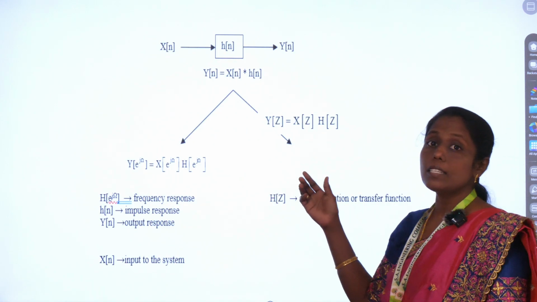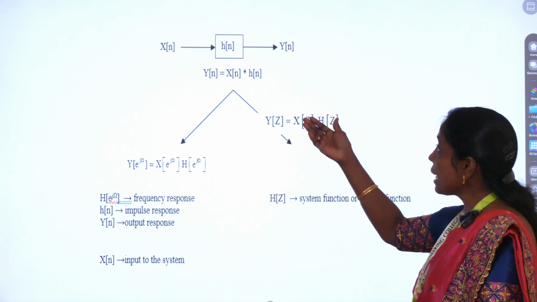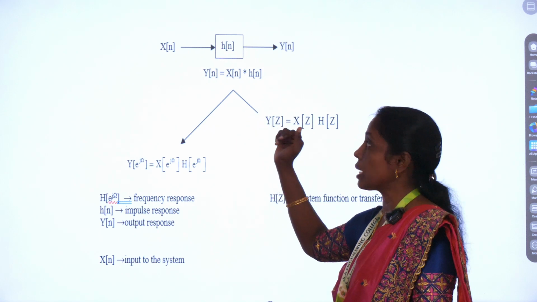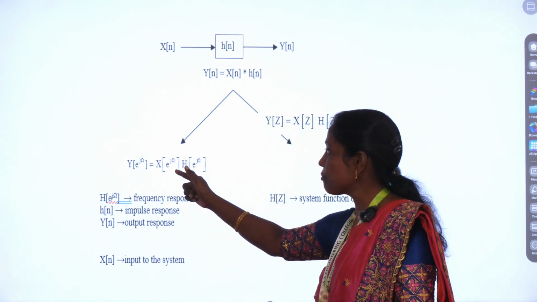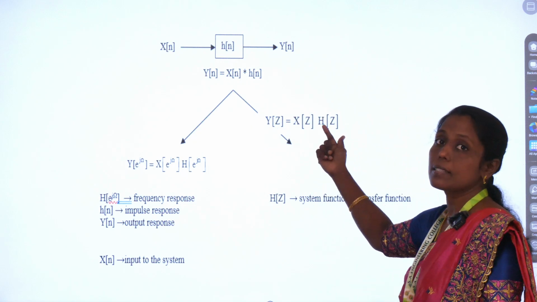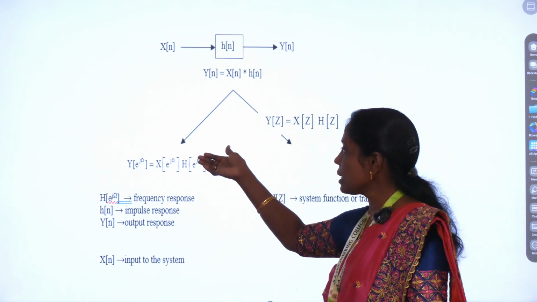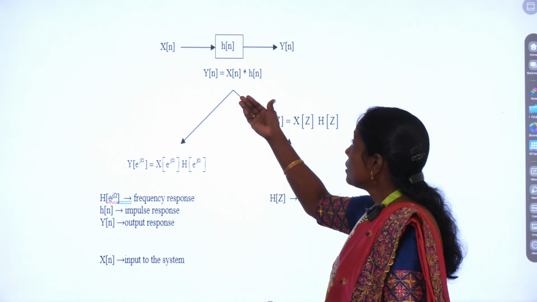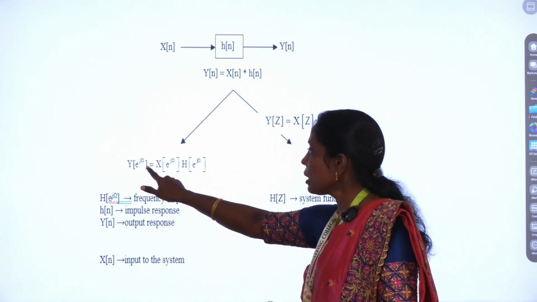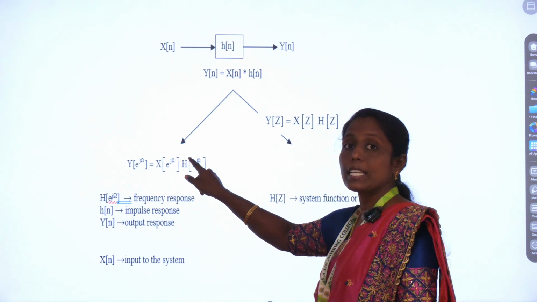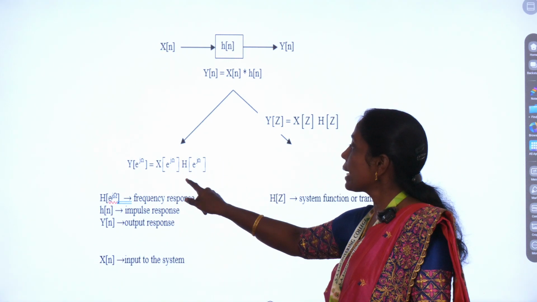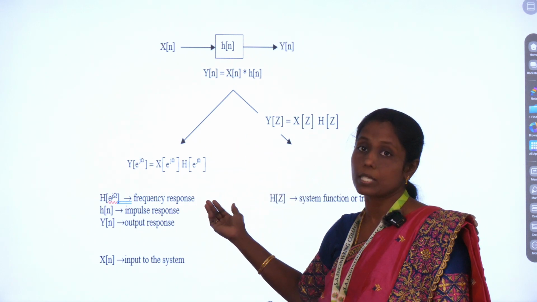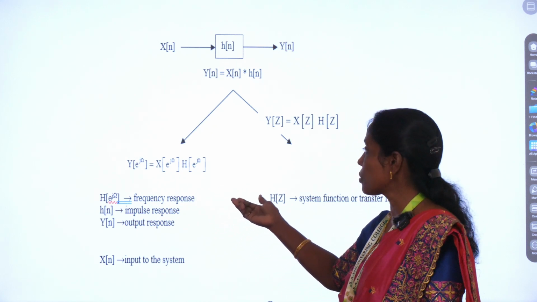Next, the analysis of LTI system. We can perform the analysis of this LTI system with the help of two transforms. One is the discrete time Fourier transform and another one is the Z transform. If you use the discrete time Fourier transform for the analysis, the system equation can be expressed as y of e power j omega is equal to x of e power j omega into h of e power j omega. What is this h of e power j omega? H of e power j omega is nothing but the frequency response of the system.